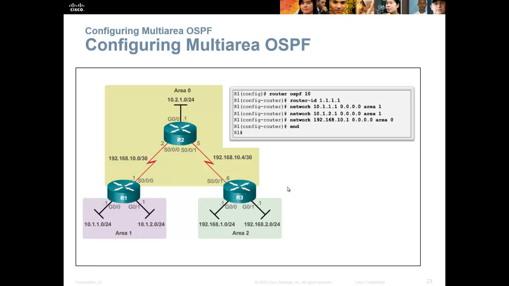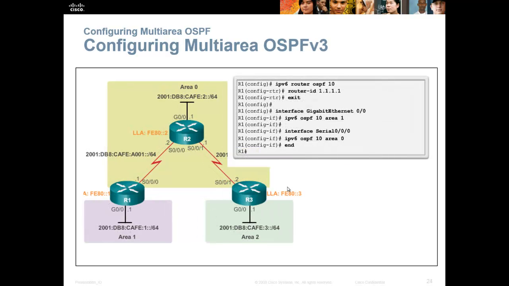Now remember, with IPv6, it's a little bit different. With IPv6, we turn on OSPF, so IPv6 router OSPF 101, set the router ID, and then we go to the specific interfaces and turn on the areas. So in this case, both of those are on this one physical interface. Let me go back here.